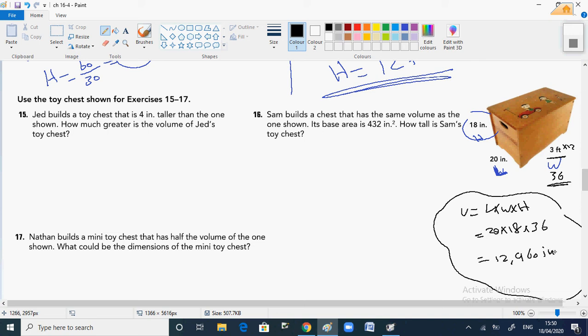12,960 inches cubed. Okay, so here volume again, length by width by height. The length is the same, 20, the width 36 inches, and the height 4 more, so I will add 4 to 18 becomes 22. So when I multiply 36 by 22 by 20, I will get 15,840.